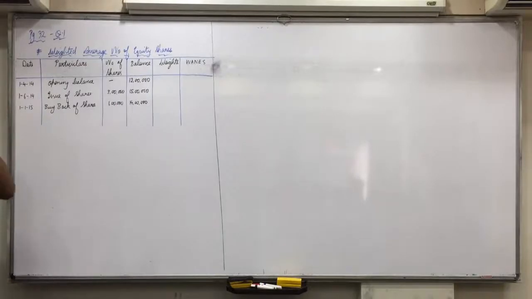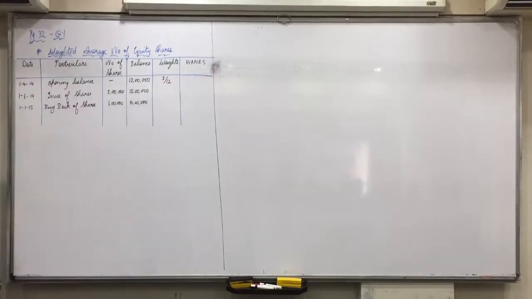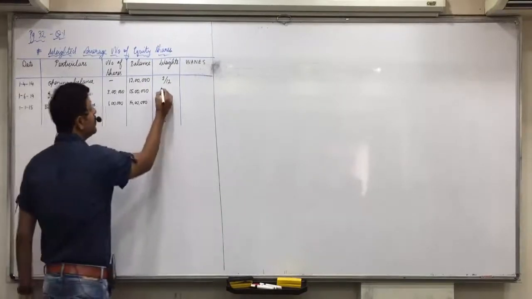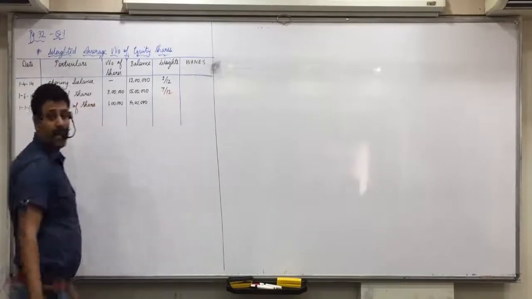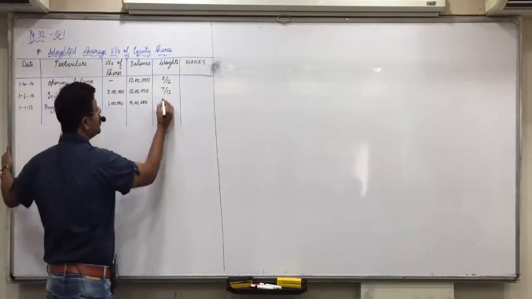Now we will find the weights. All the transactions are done. See here. 1st April to 1st June, April and May, 2 months, so 2/12. Any confusion? 1st April to 1st June is a period of 2 months, so 2/12. Then 1st June to 1st January: June, July, August, September, October, November, December. How many months? 7 months, 7/12. And then up till the end of the year, January, February, March, 3/12.